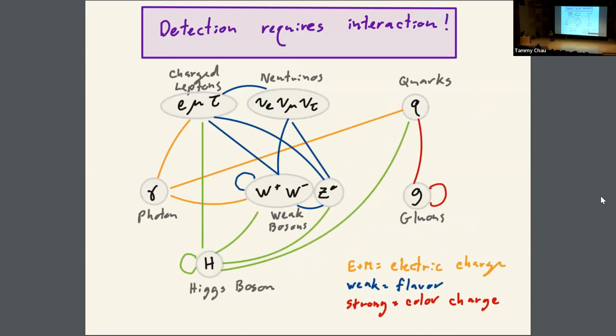So we can now detect basically everything. I haven't told you about the strong force. We can see things interact via the strong force by an exchange of gluons.